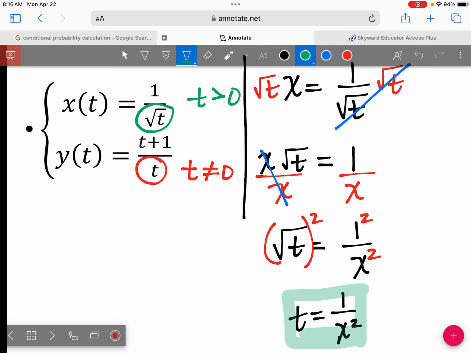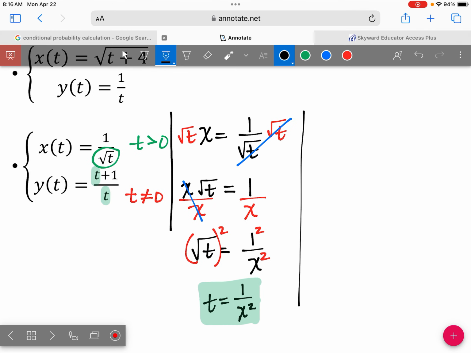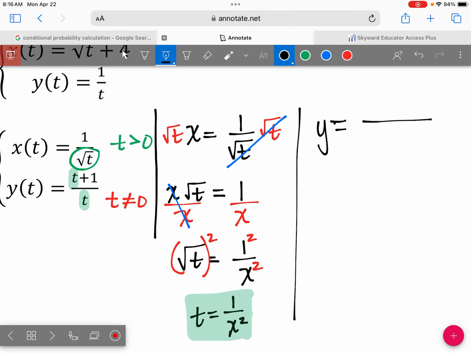So I'm going to take that, and now we're ready to substitute that in my y parameter. But notice that y has t in two places. So when I substitute that 1 over x squared, I'm putting it here and here. Okay, so that's going to give you y equals 1 over x squared plus 1 over 1 over x squared.